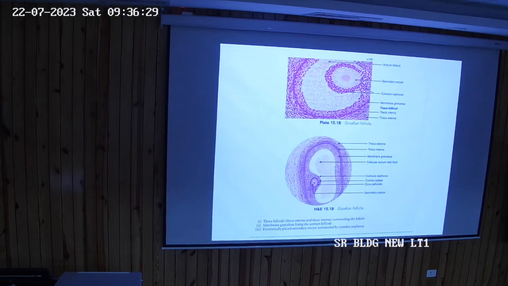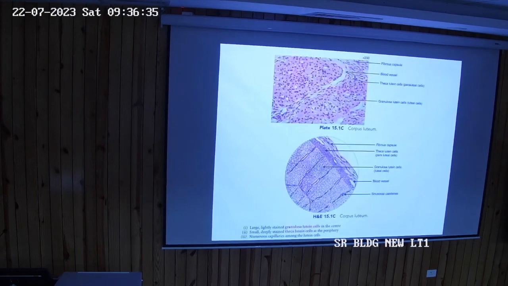This is purely the mature Graafian follicle. This is the corpus luteum. All these are the lutein cells. What are the lutein cells? They are highly pigmented cells present in the granulosa.